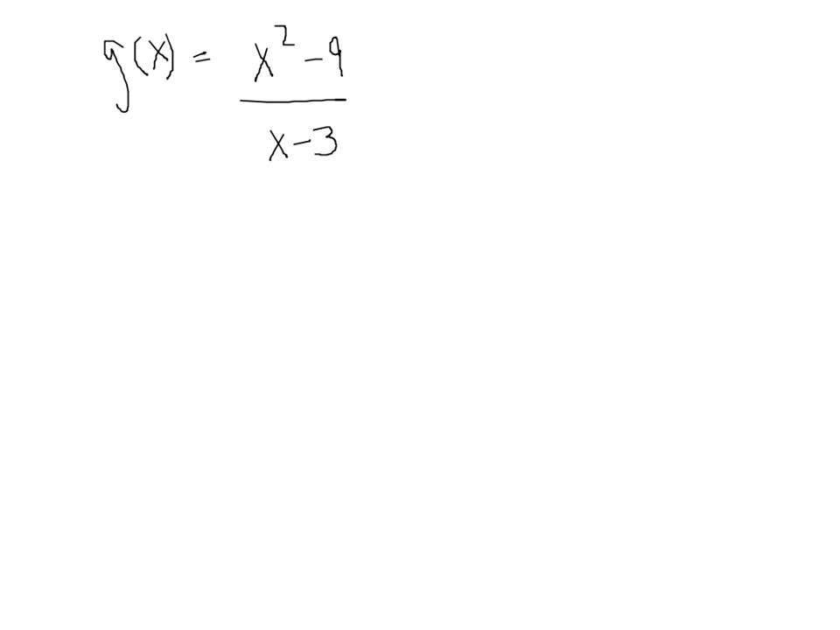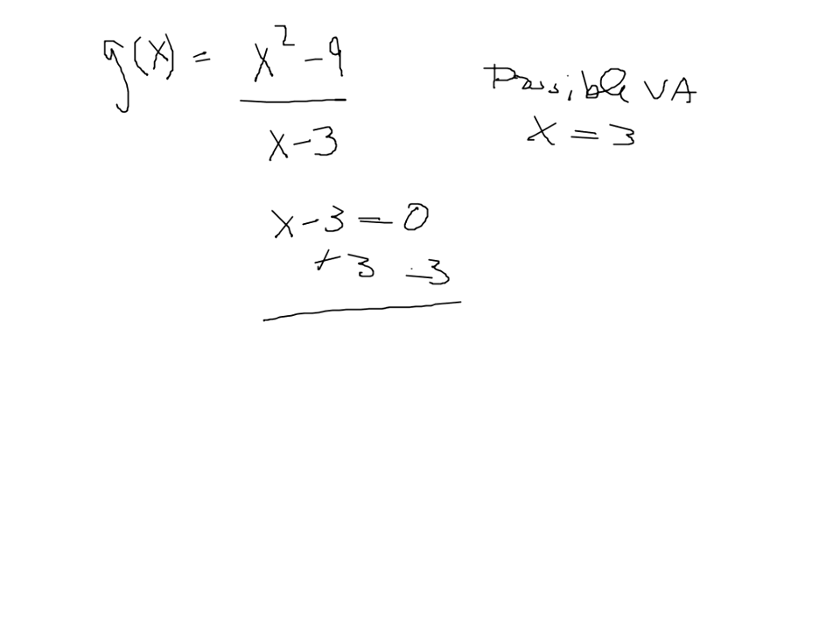Okay, so next we look here. Our possible vertical asymptote is x equals 3, and that comes from taking the denominator here and solving it for x. So if I have a vertical asymptote, it's going to be at x equals 3. Now to determine if it is a vertical asymptote, I simplify g of x. So the numerator here factors into x plus 3 and x minus 3.